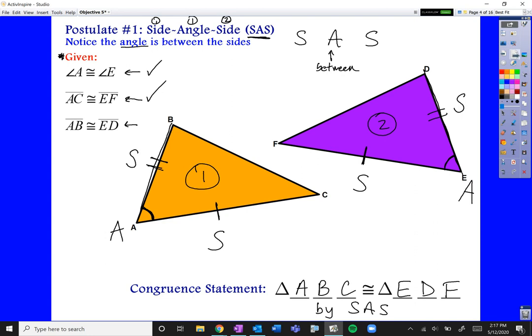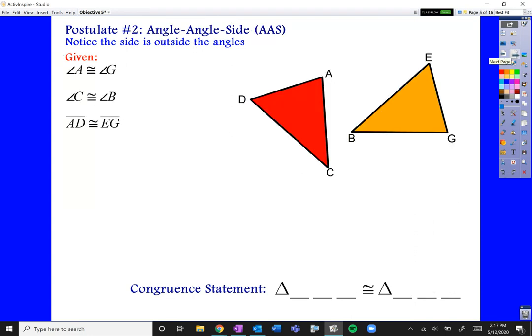Okay, let's check out another one. The second postulate is a little bit different. It's angle, angle, side. So you need to take one angle, two angles, and then one side. And notice that the ordering is intentional because it goes angle, and then a side, which is not in between the two angles. It's off on its own.